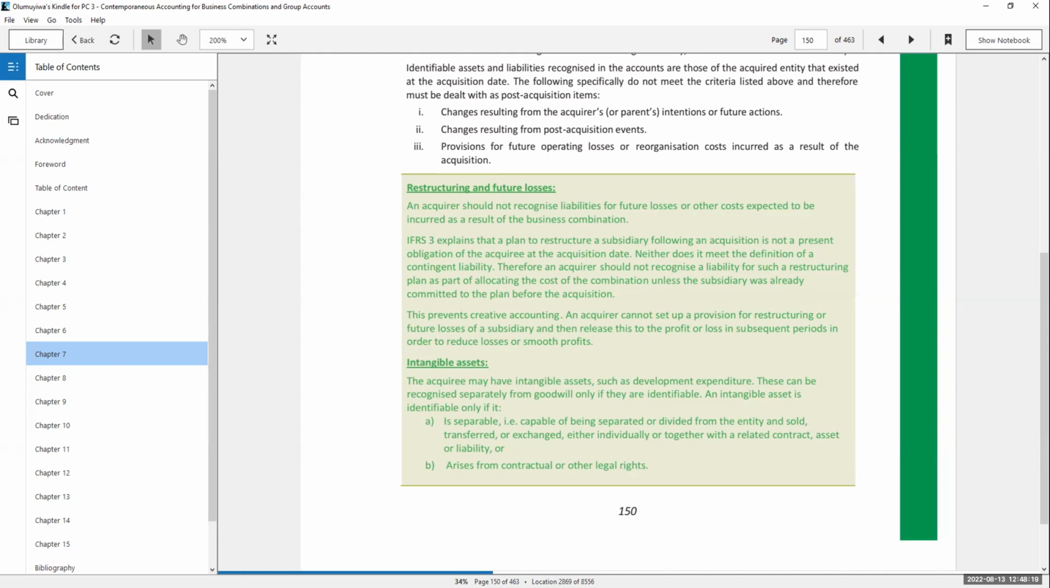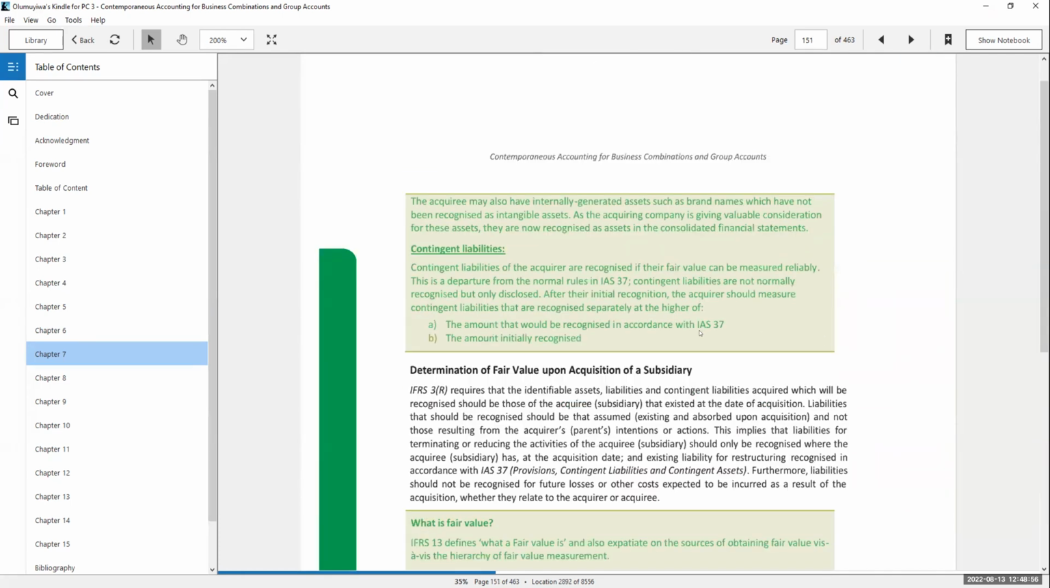Intangible assets. The acquiree may have intangible assets such as development expenditure. These can be recognized separately from goodwill only if they are identifiable. An intangible asset is identifiable only if it A, is separable, that is, capable of being separated or divided from the entity and sold, transferred or exchanged, either individually or together with a related contract, asset or liability. Or B, arises from contractual or other legal rights.